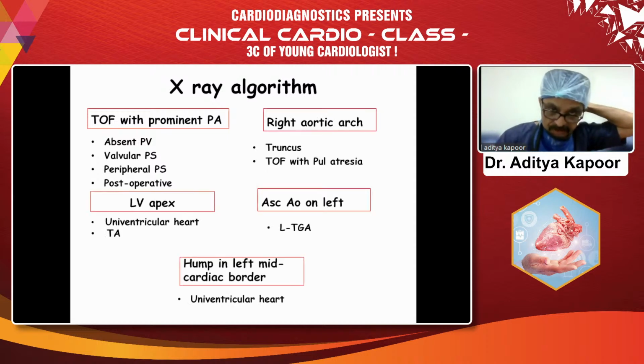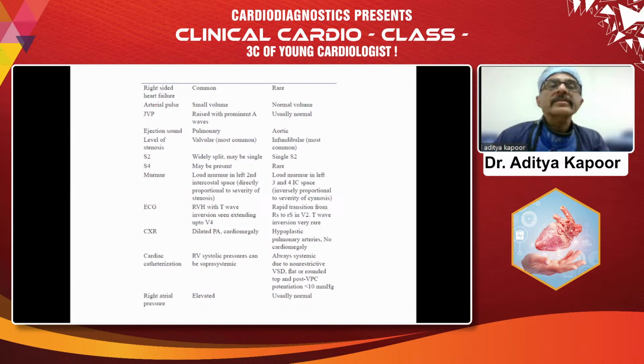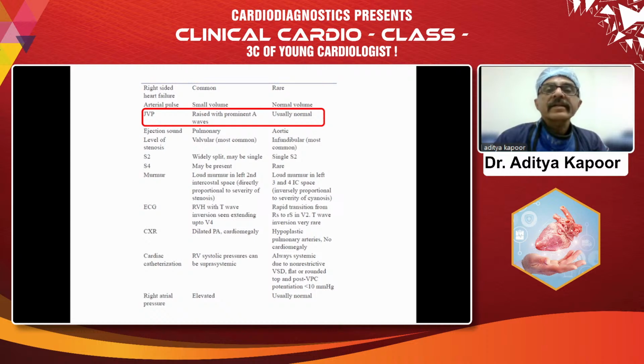So I'll just end with probably this slide. This is again a very commonly asked question. Pulmonary stenosis, that is RVOT obstruction with intact septum versus VSD-PS physiology. First, JVP: if prominent A waves are present, that suggests PS with intact septum. Usually JVP is normal in tetralogy.